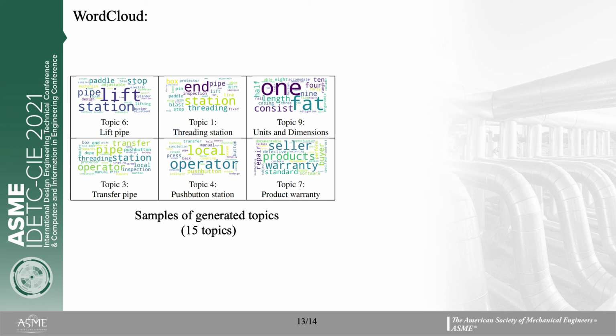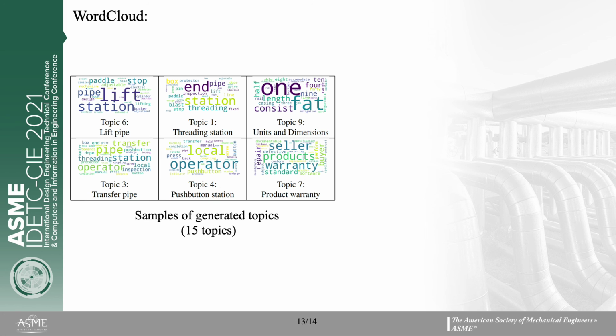Another way to visualize word distribution for each topic is to use a word cloud. The size of each word indicates how much weight every term contributes to that topic. Having manually assigned labels to each topic, we found that some of the topics can capture particular attributes within a requirement document. For example, topic number 9 describes the units and the dimensions. 3 and 6 capture a particular motion of the pipe, and 1 and 4 mainly describe the different working stations.